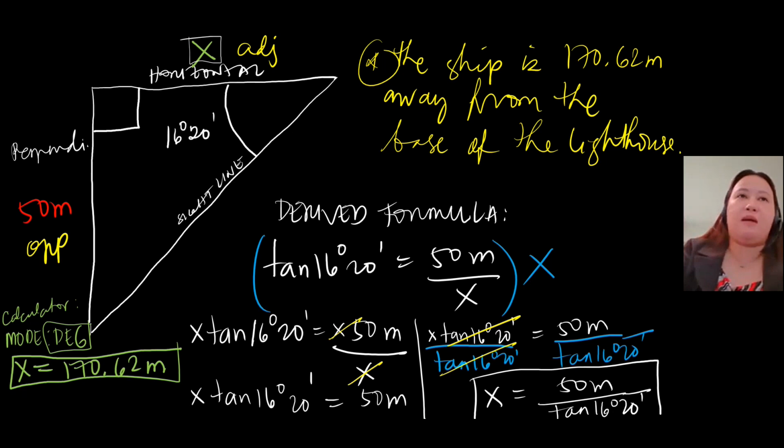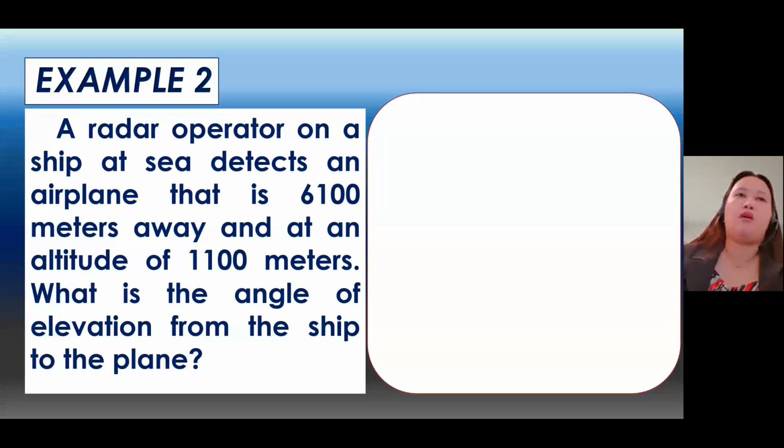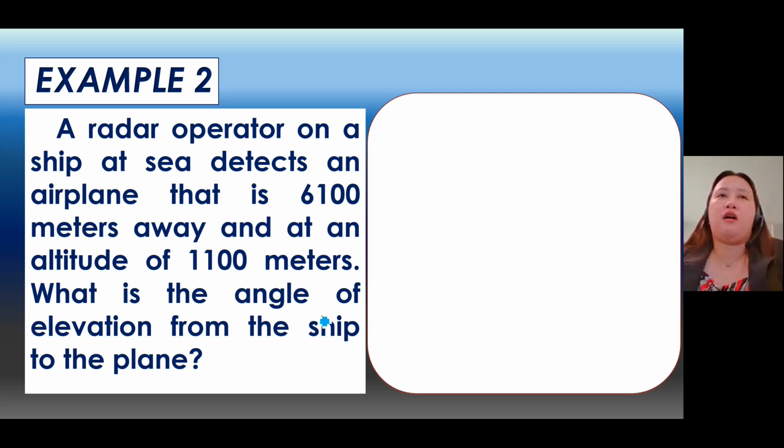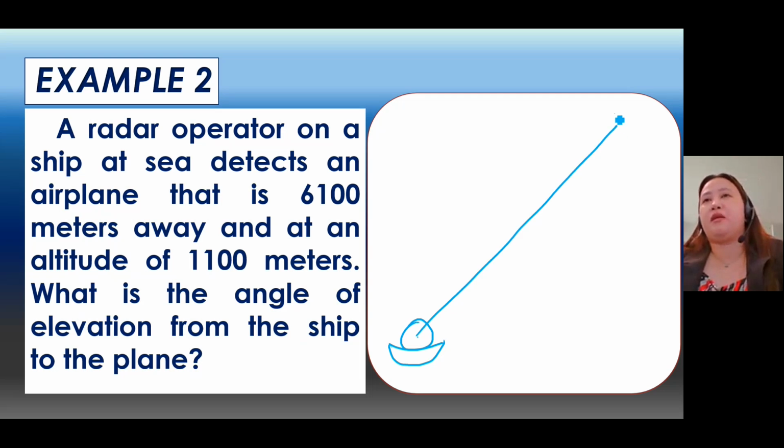For our next example, a radar operator on a ship at sea detects an airplane that is 6,100 meters away and at an altitude of 1,100 meters. What is the angle of elevation from the ship to the plane? Okay, so let us draw this. So it is said that there is a ship, with a radar, and the said radar detects an airplane.